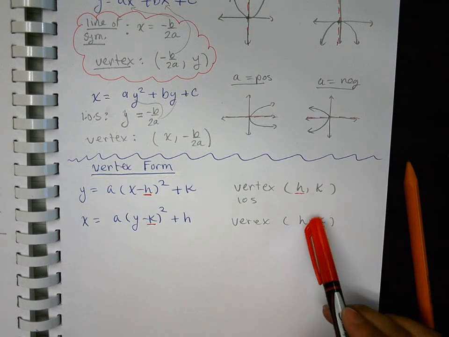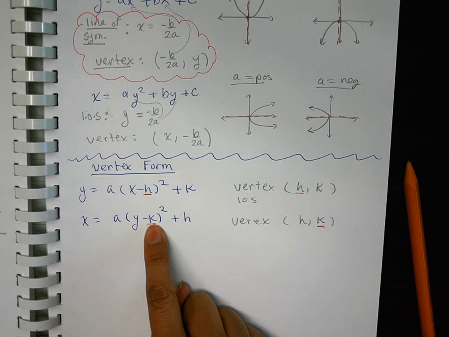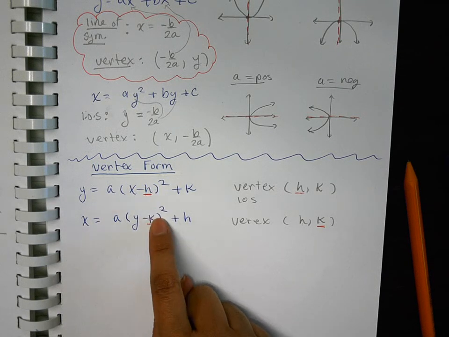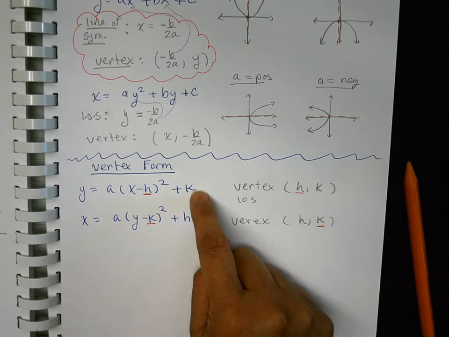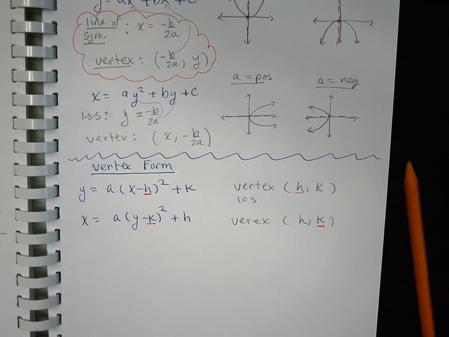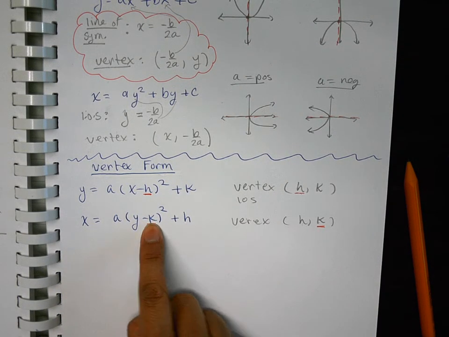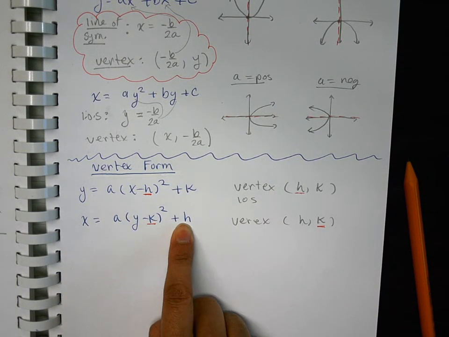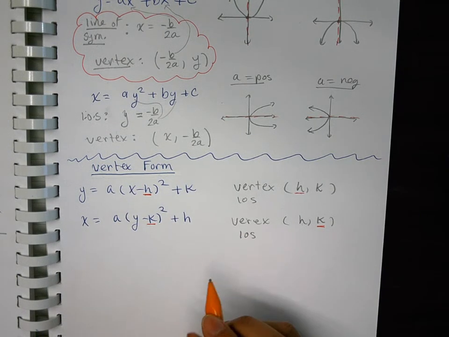So that these can both be called (h, k). H is here, and k is here. In both cases, h goes in the x spot, k goes in the y spot. And whatever's left goes in the leftover spot. Got it? X, y, y, x. Okay, questions before we talk about LOS, or line of symmetry.